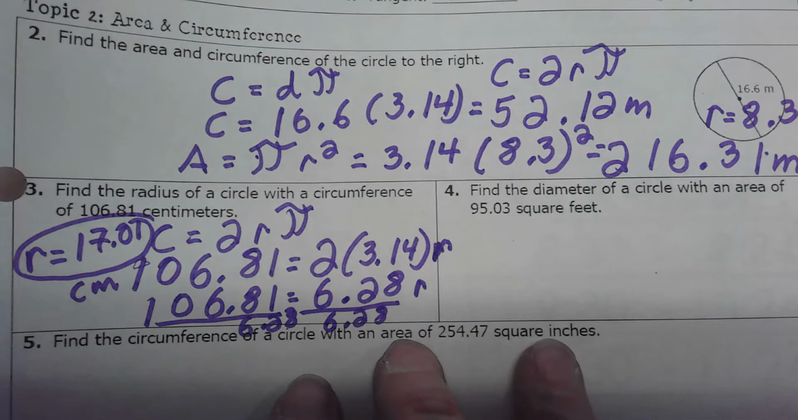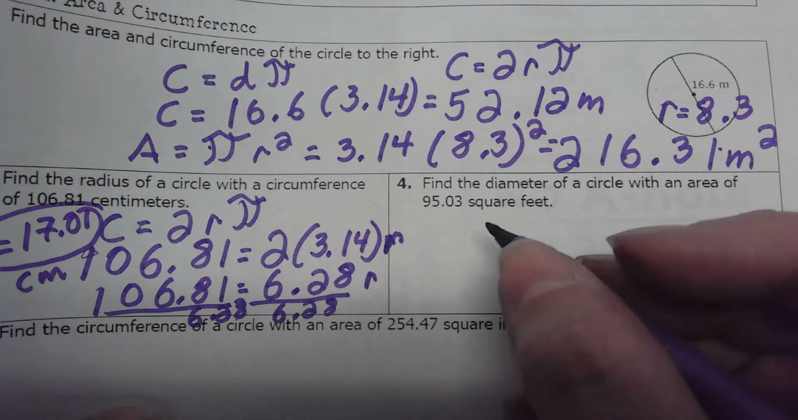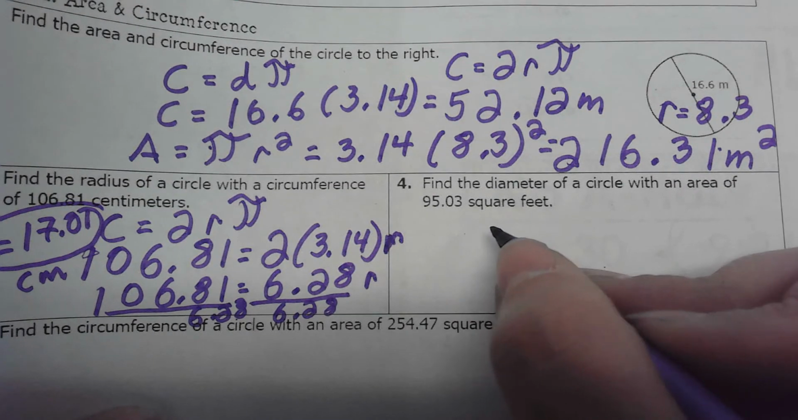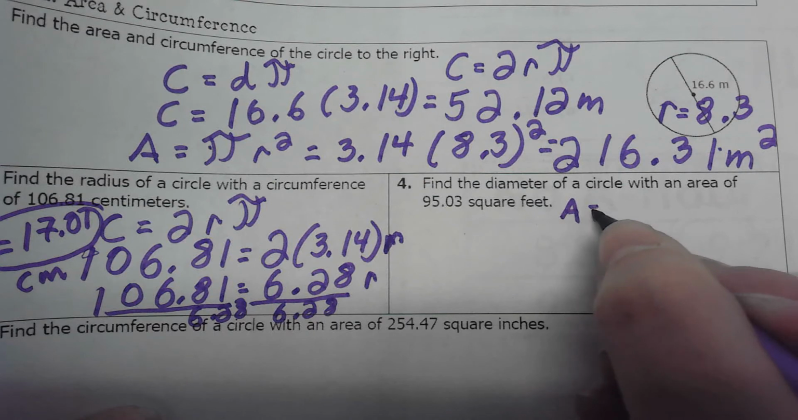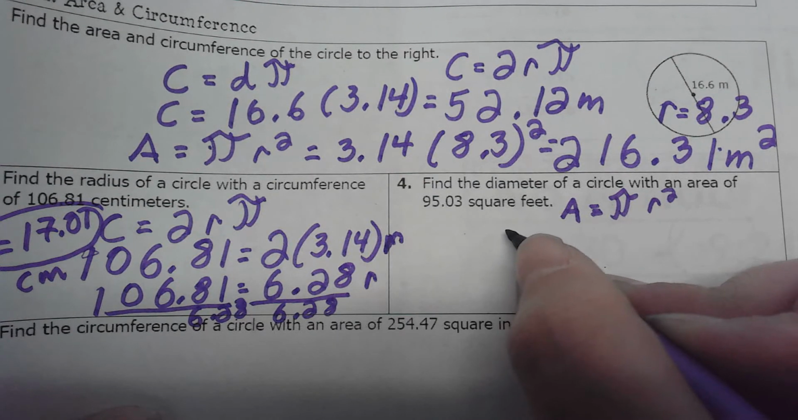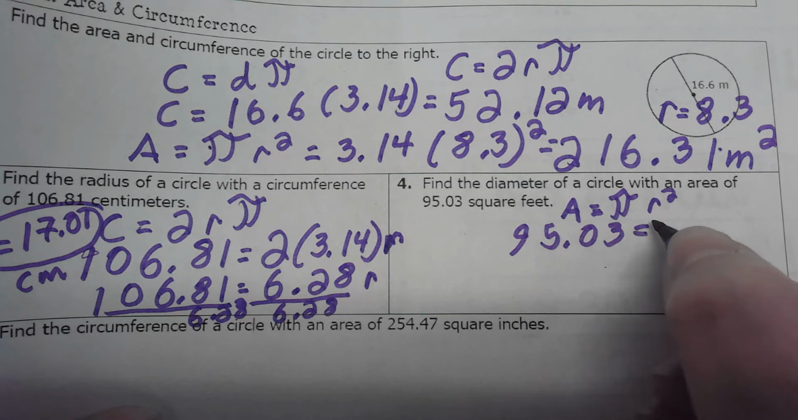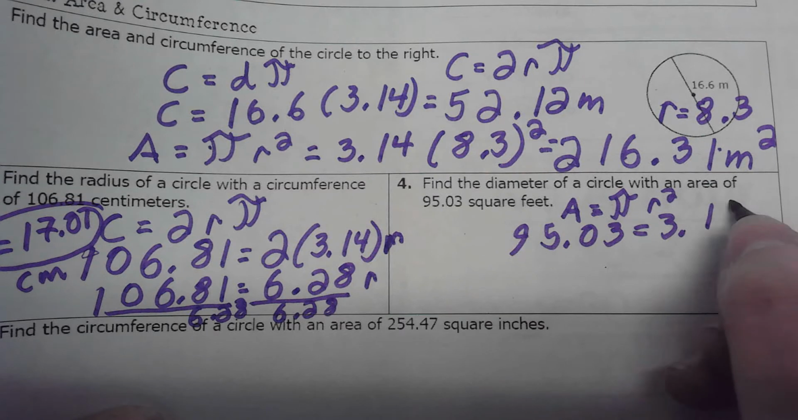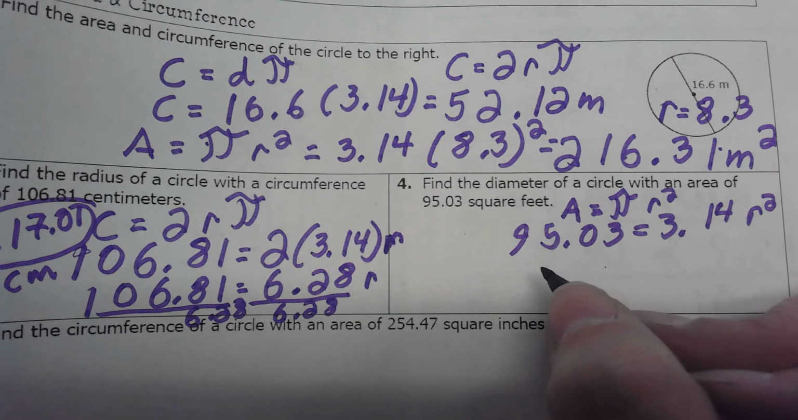Okay, this one says find the diameter of the circle. So we're given the area. Remember, area is equal to pi r squared, so I write the formula. Then I substitute in what I know. They give us the area, which is equal to pi r squared, so we're going to divide each side by pi.